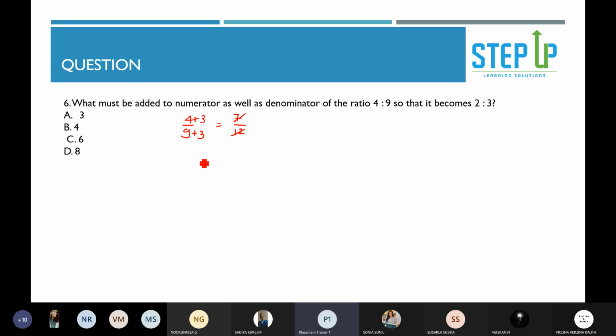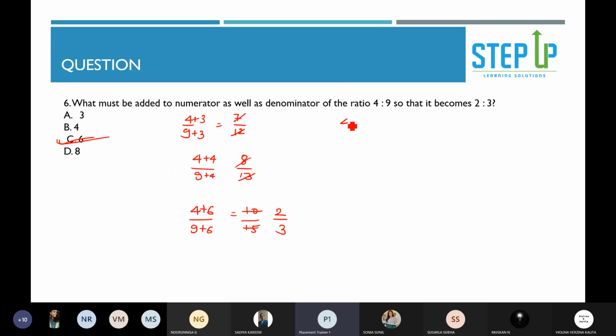This is not in the ratio of 2:3. 4 plus 4, 9 plus 4, that is 8 and 13. It is not in the ratio of 2:3. 4 plus 6 and 9 plus 6: 4 plus 6 is 10, 9 plus 6 is 15. Yes, it is in the ratio of 2:3. Hence, this is your answer.